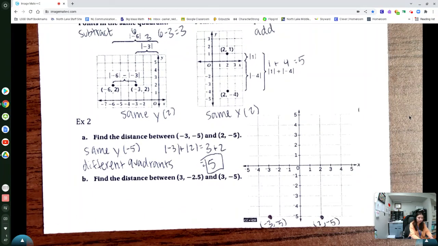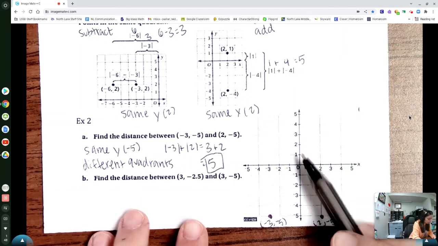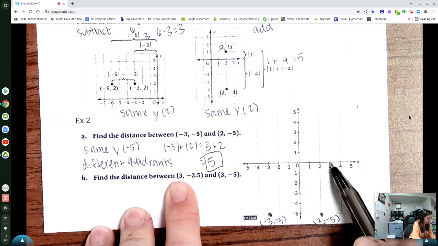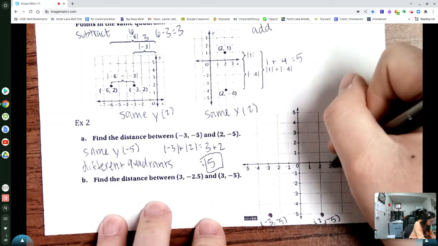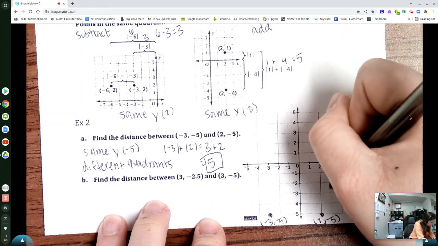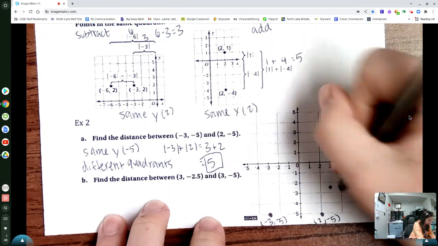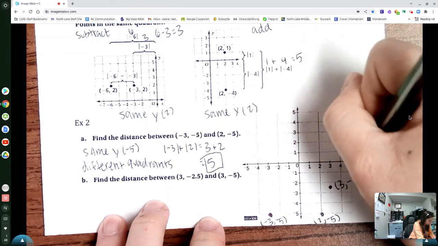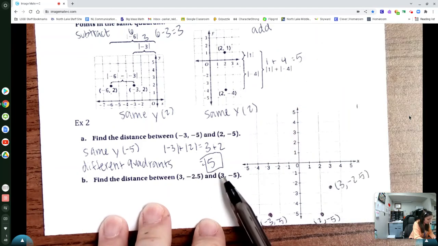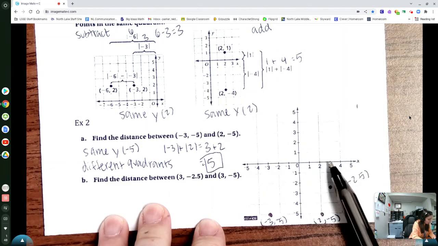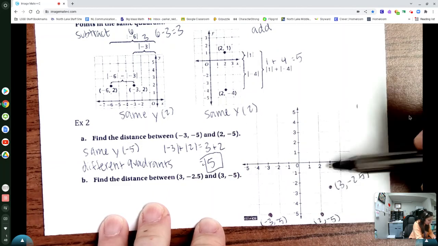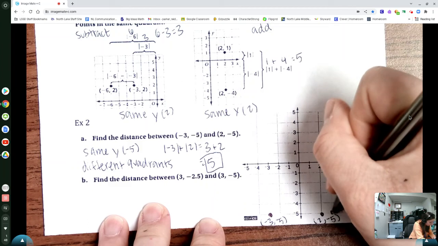Okay, our next one, find the distance between 3, comma, -2.5 and 3, comma, -5. Again, we're going to graph them, but also show the math. So first, start at the origin. We're going to walk 3 right because x is +3. And we're going to walk 2.5 down because y is -2.5. So here's my first point, 3, comma, -2.5. And my next one, start at the origin, walk 3 to the right because x is +3, take an elevator down 5 because y is -5.